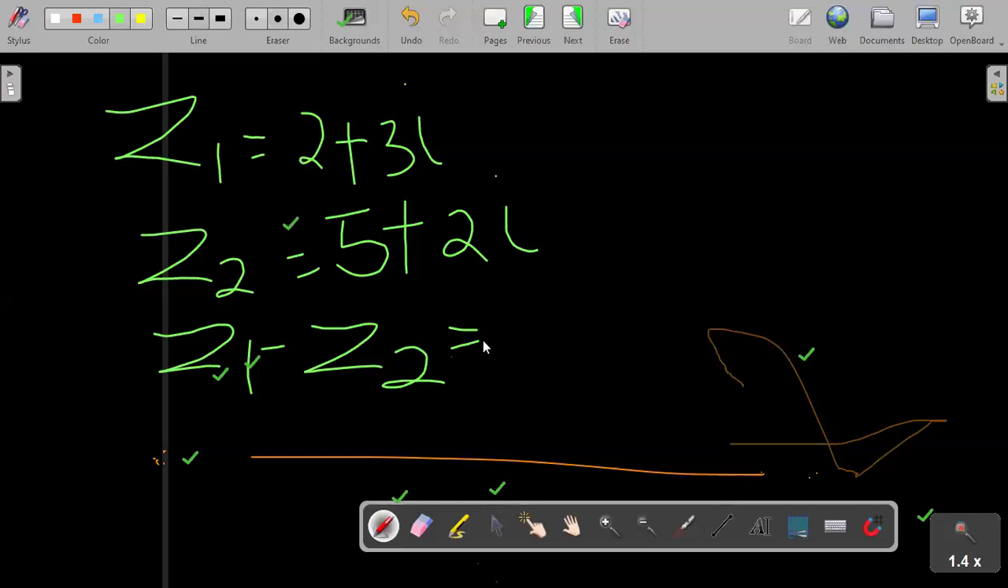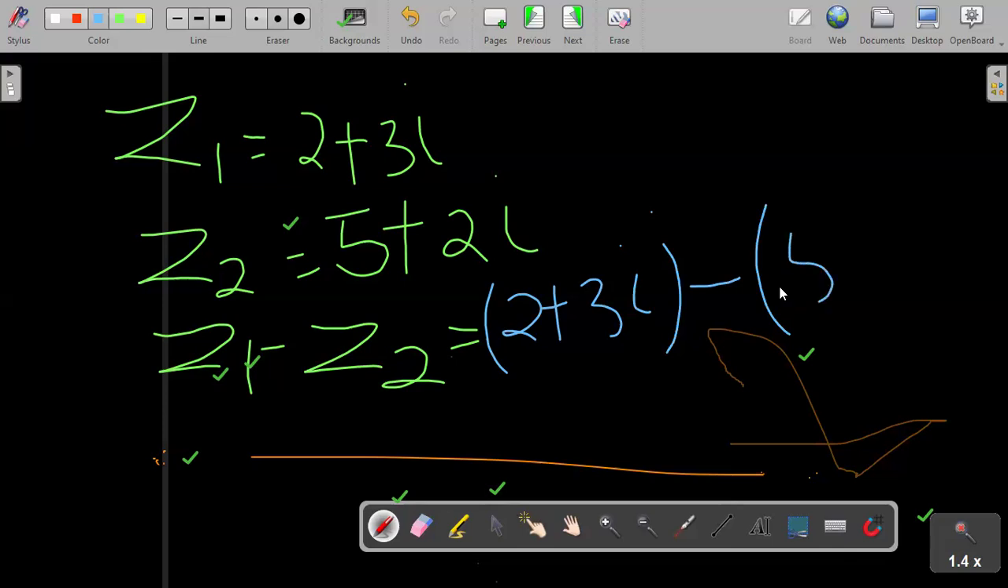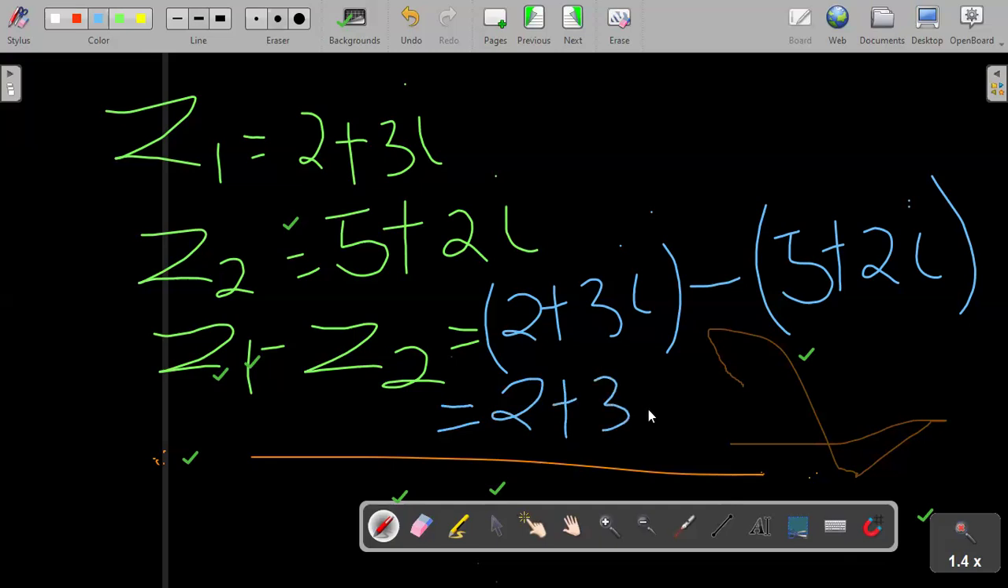So all I need to do is to substitute. Every time I see Z1, I will write 2 plus 3i. Every time I see Z2, I will write 5 plus 2i. So in place of Z1, I will have 2 plus 3i minus Z2, which is now 5 plus 2i. From here, I will use the negative sign to open the brackets. That will give us 2 plus 3i. The minus sign will affect 5 to give us minus 5. The minus will affect plus 2i to give us minus 2i.